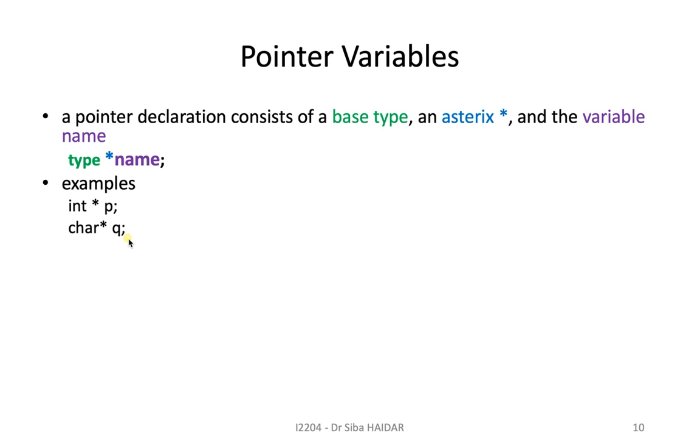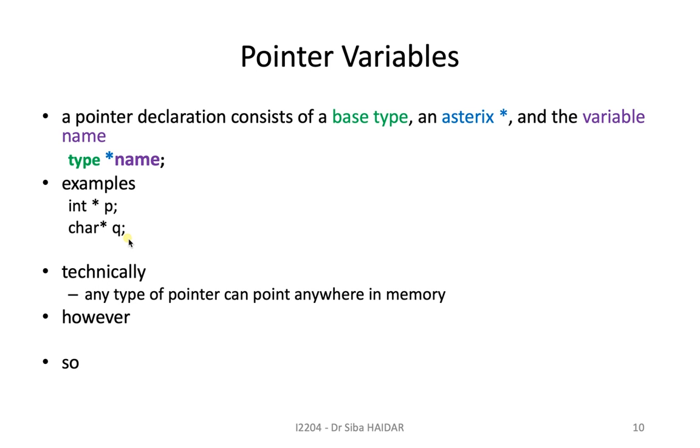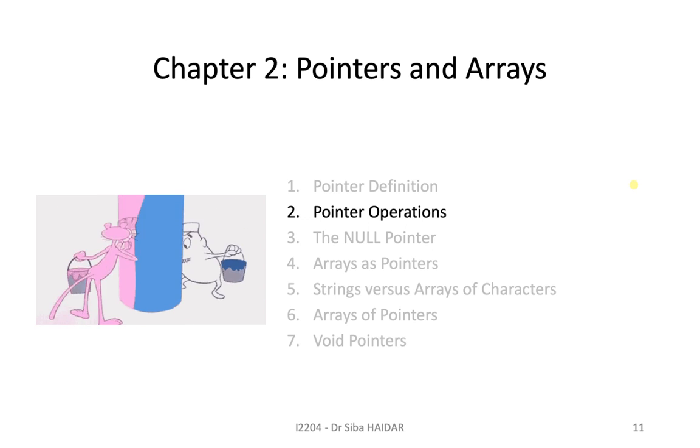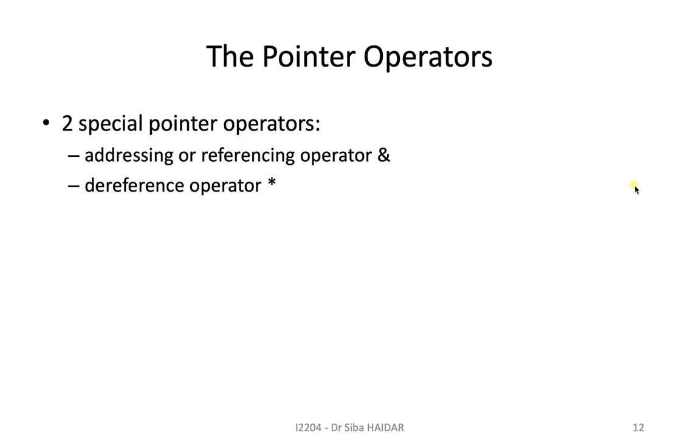You will wonder what the base type is used for, since p and q are both variables and the memory needed to store memory addresses in p and q is the same. So what do we use the base type for? Technically any type of pointer can point anywhere in the memory. However, the pointer arithmetic is done relative to its base type. So whenever you want to do something with the pointer, you need to know what the base type of this pointer is. We will see now. So it is important to declare the pointer correctly. Go to section 2 and see the pointer operations.